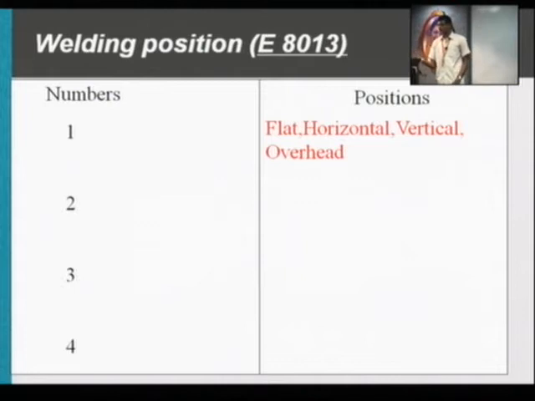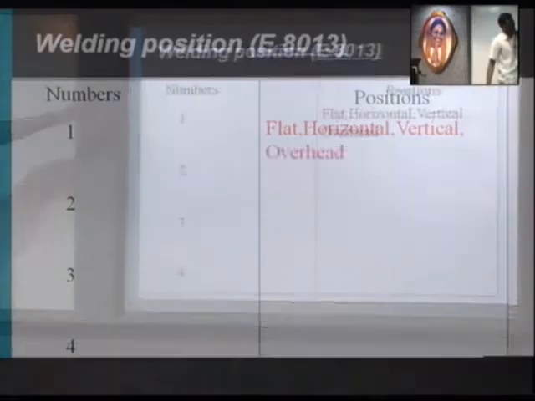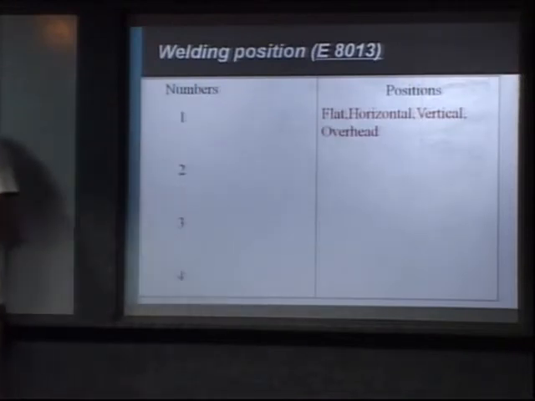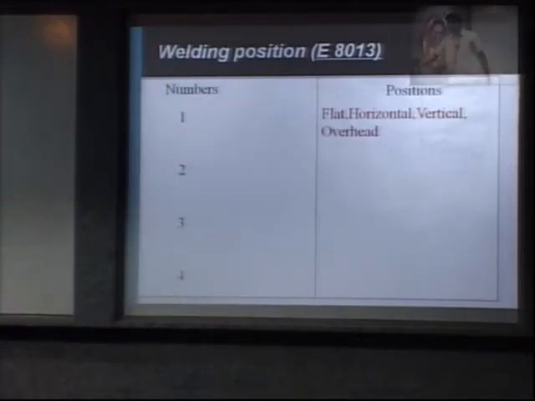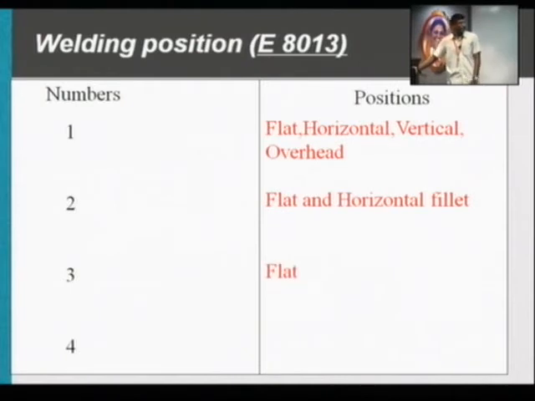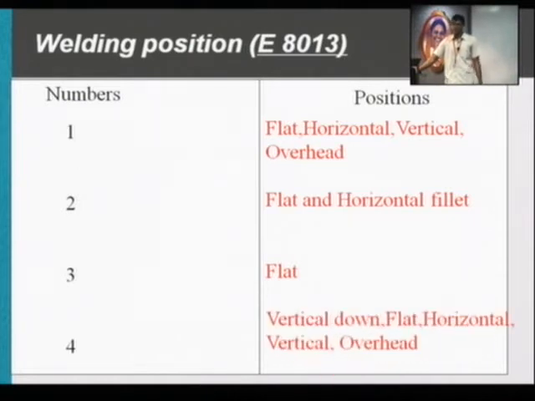Suppose your electrode number is E8023. E8023 means 2 is for flat and horizontal, but only for fillet welds, and the third is flat, and the fourth is vertical down and all positions. Vertical down means you keep your workpiece in a vertical position and weld from the downwards to upwards.